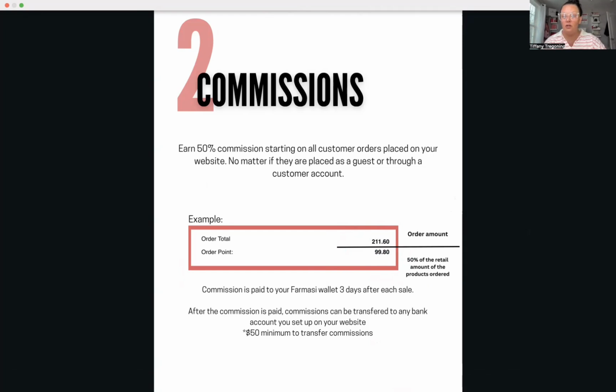Somebody places an order on your account for $100, you're going to make $50 off of that order within 3 days. Okay. That gets paid to your wallet right after. Now, our commissions are going to go from 50% all the way up to 62.5. That is going to depend on the rank that you are in the month, but you're always going to receive the 50% up front. Any of the extra commissions that you're going to earn through the month, you'll see later on your monthly paycheck.